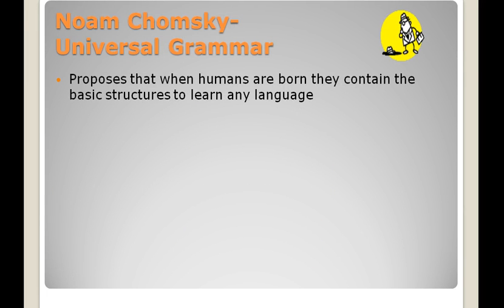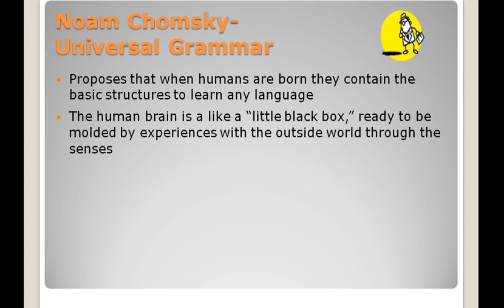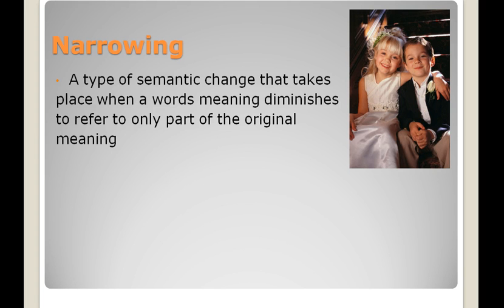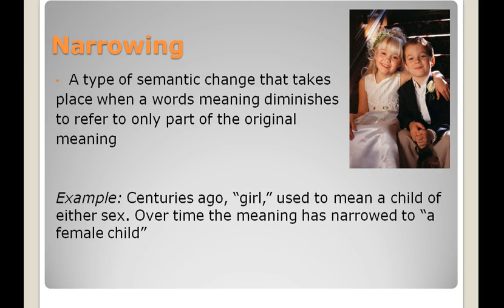Noam Chomsky is known for his universal grammar theory, and he proposes that when humans are born they contain the basic structures to learn any language. He compares the human brain to a little black box, ready to be molded by experiences with the outside world. Narrowing refers to a type of semantic change that takes place when words' meanings diminish to refer to only part of the original meaning.